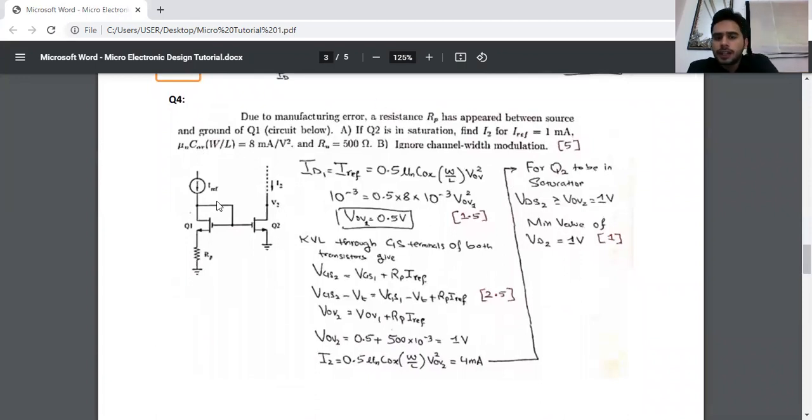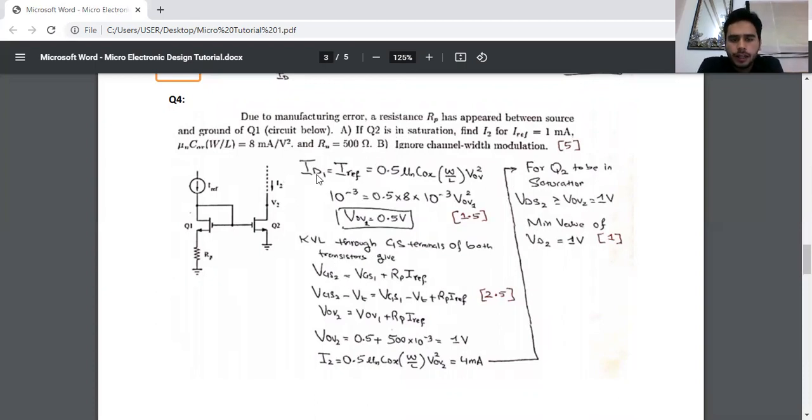Due to manufacturing error, a resistance Rp has appeared between a source and ground. This is the Rp, and the value of Rp is 500 ohms. If Q2 is in saturation, the condition for saturation, as you all know, is that VDS2 is greater than the overdrive voltage, and the value of I2 is 1 milliamp. We have to ignore the channel width modulation, and we are supposed to find out the overdrive voltages for this case. Furthermore, we'll also be finding the other parameters engaged in this case.